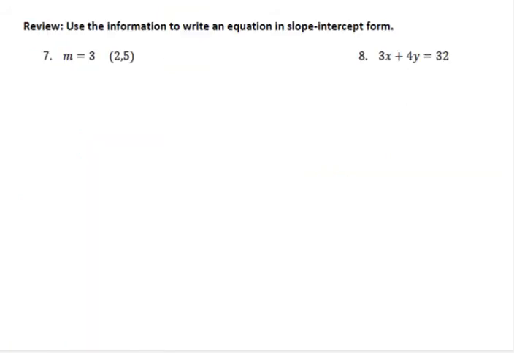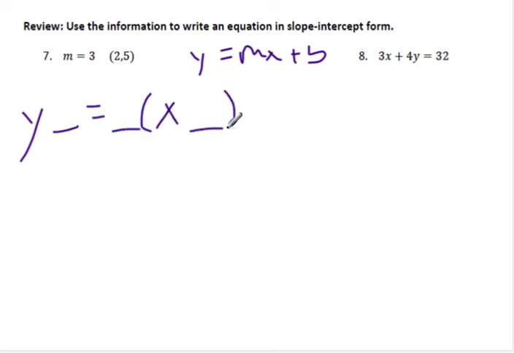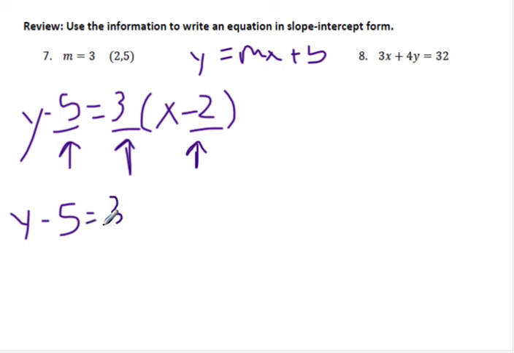So taking a look at number 7 and 8, whenever you write something in slope-intercept form, remember that slope-intercept form is y is equal to mx plus b. So for number 7, the first thing we're going to do is put it in point-slope form, and then we're going to solve for y to get it into slope-intercept form. So remember that here's where you put your slope, and m is the same as the slope. Here is where you put the opposite of your x coordinate, so you're going to subtract 2. Here, the opposite of your y coordinate, so you're going to subtract 5. So what I have is y minus 5 is equal to 3 times x minus 2.